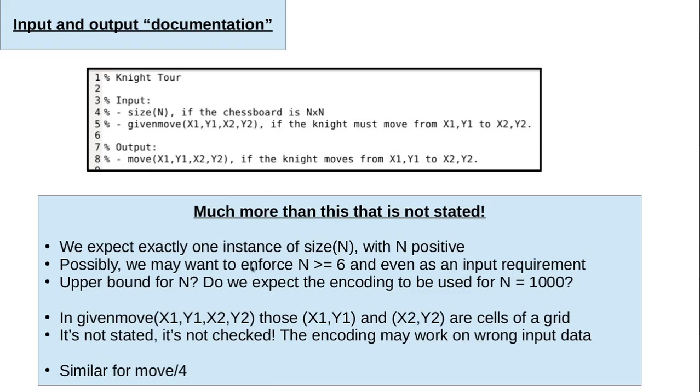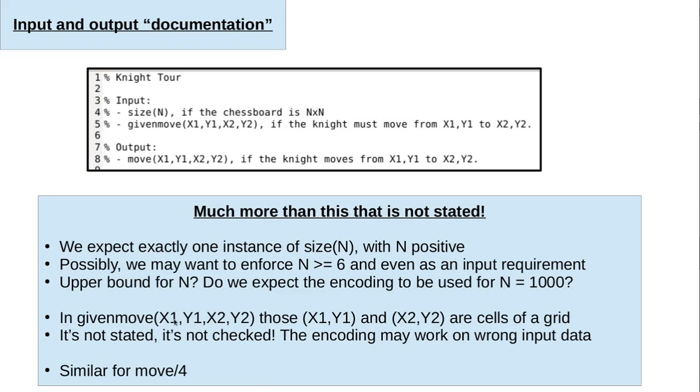And maybe we also want to enforce n greater than or equal to 6 as a requirement, and maybe you also want to specify an upper bound for n, because I think no one really expects that you will execute the encoding for n equal 1000, or if 1000 is okay, what about 1 million, and so on. So usually an upper bound you can always enforce.